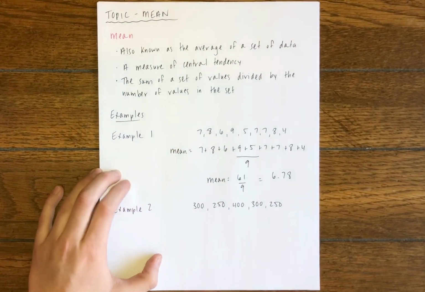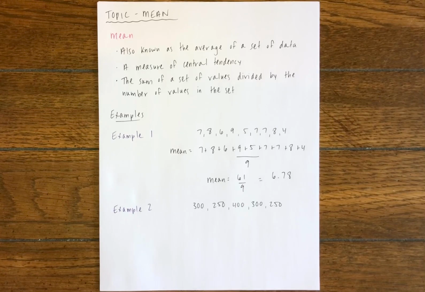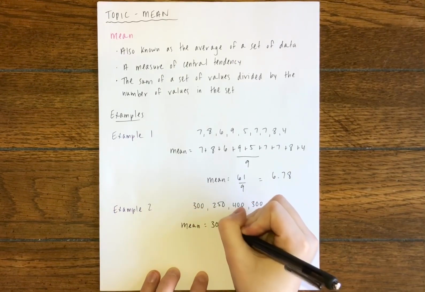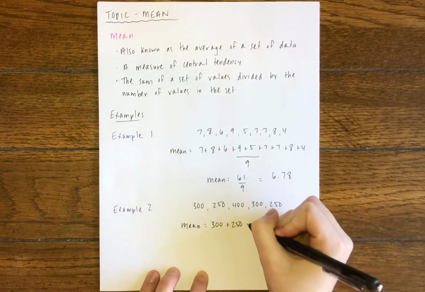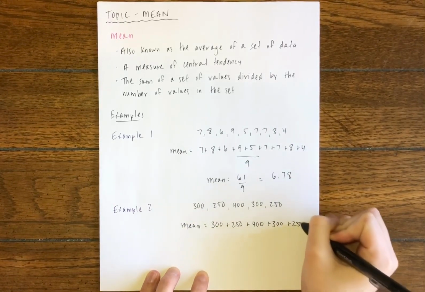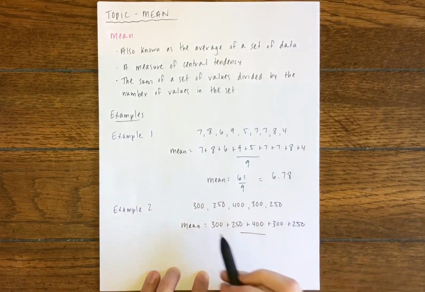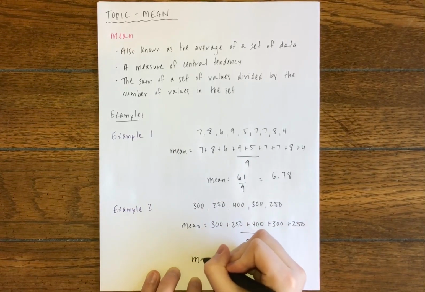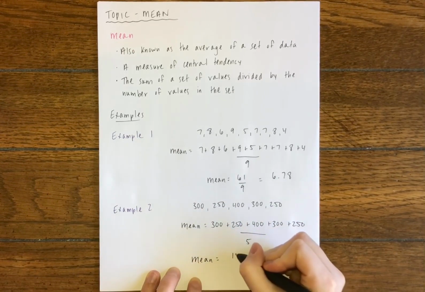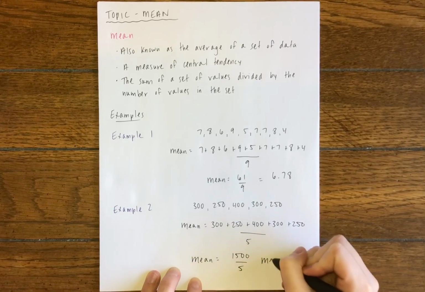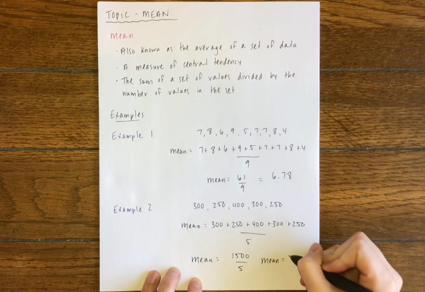Pretty straightforward. The second example, we're just working with numbers that are a little bit larger. So we have mean is equal to 300 plus 250 plus 400 plus 300 plus 250. And we're going to divide by 5. So we have mean is equal to 1500 divided by 5. Mean is equal to 300.